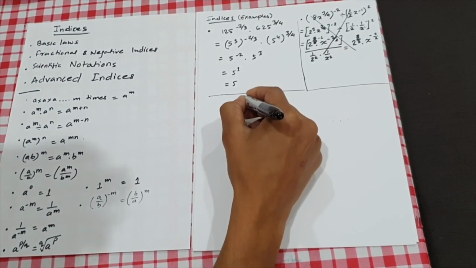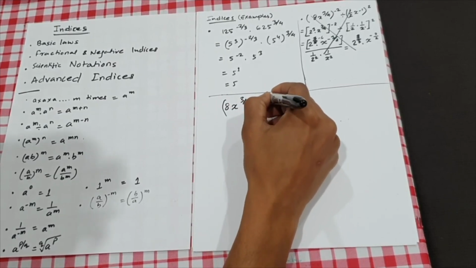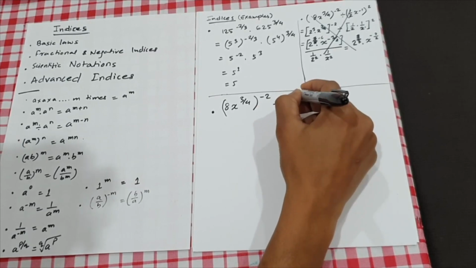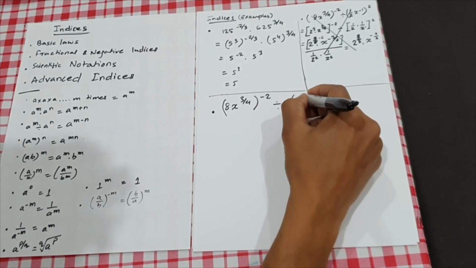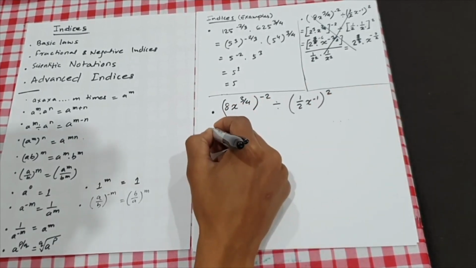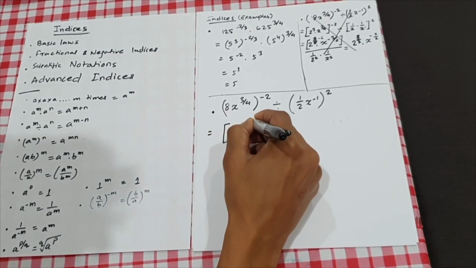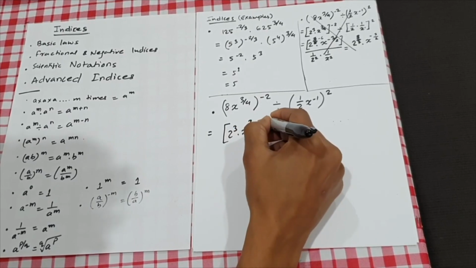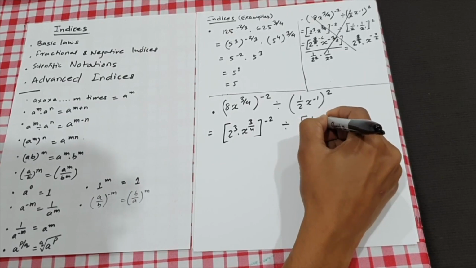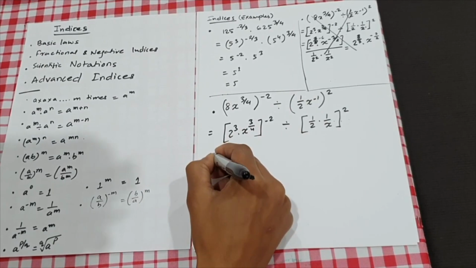8x to the power 3 by 4, and this is minus 2, divided by half x to the power minus 1, and this goes squared. So 2 cube and x to the power 3 by 4 minus 2 divided by 1 by 2 times 1 by x squared.